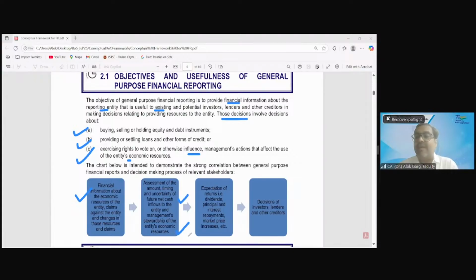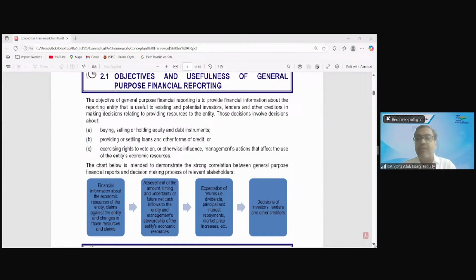They wanted to understand what are the future inflows and outflows of the company. When they are looking at the assets and liabilities, they will be able to estimate and understand, and it helps them in the expectation of returns, that is dividend, principal and interest repayment, market price increases, etc. This useful information is helping in taking decisions by the investor, lender, and other creditor, right? So this is the objective of general purpose financial reporting. What is the objective?